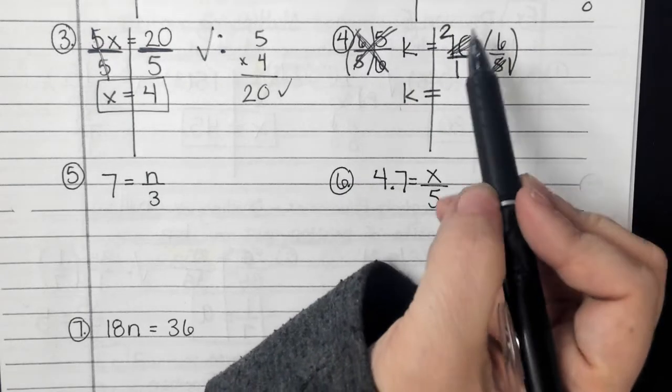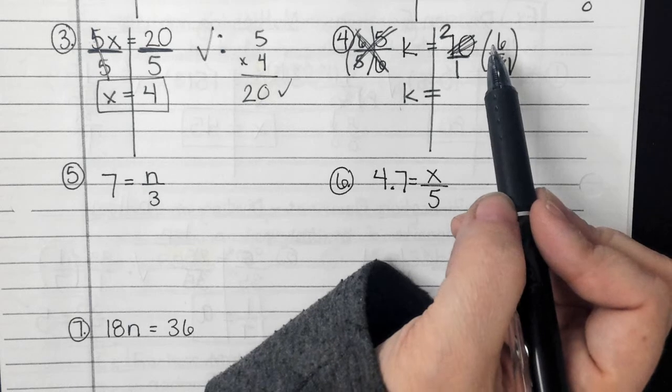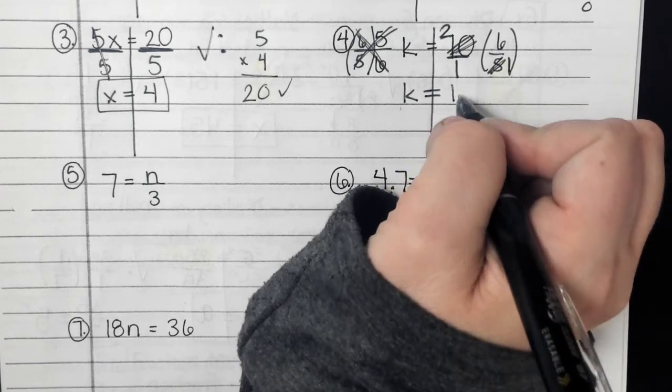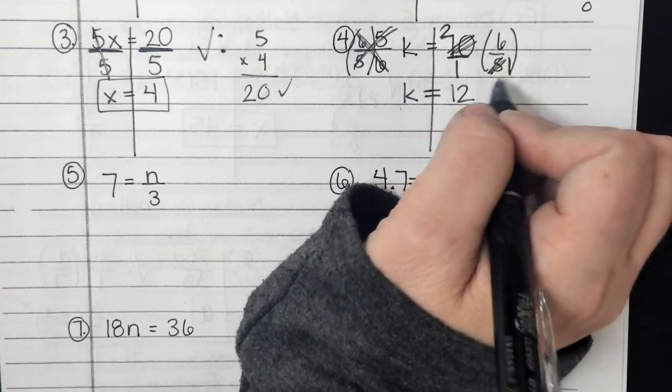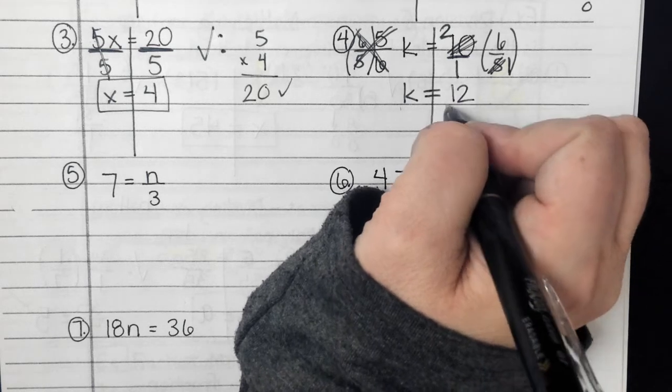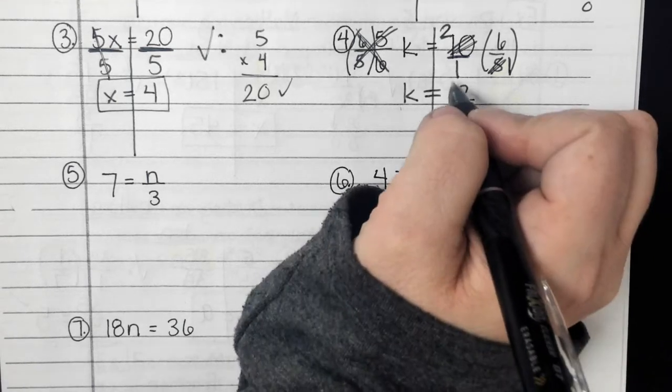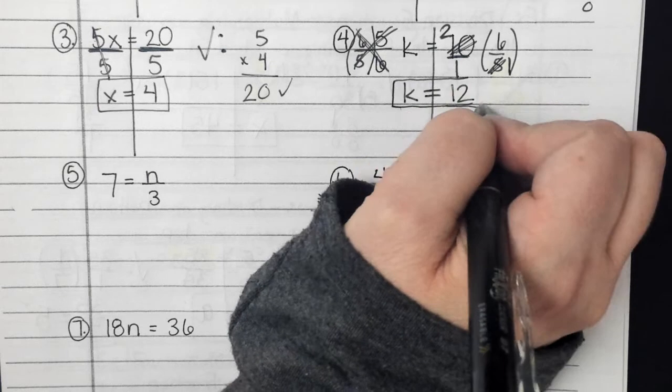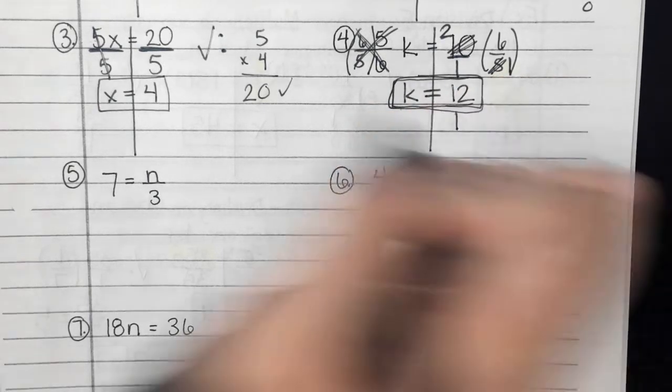Okay, so now on the top it says 2 times 6, which is 12. On the bottom, what do I get? 1. Do I need that? No. If you put that, that's not a big deal, but make sure in our answer we just want K equals 12. Okay.